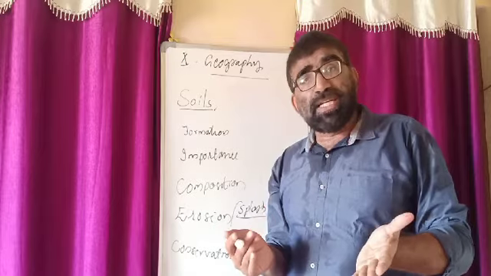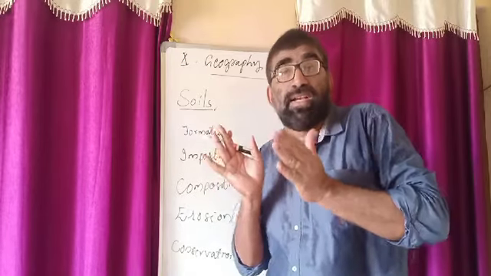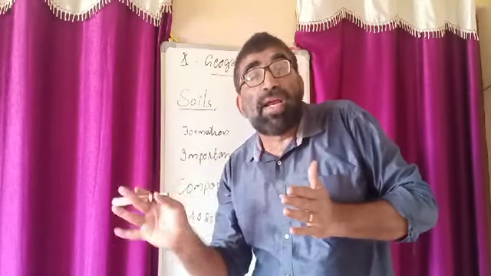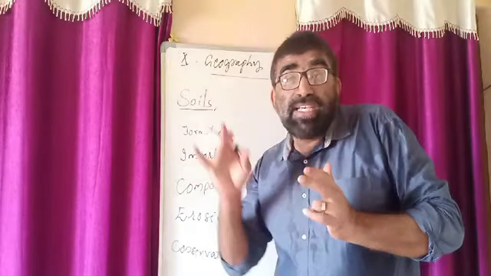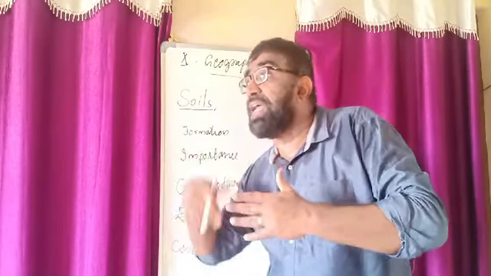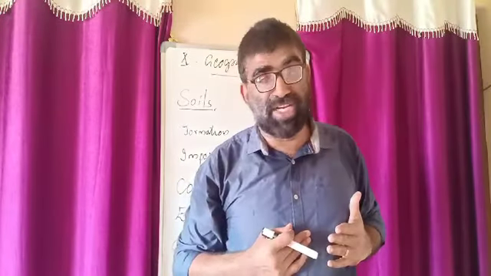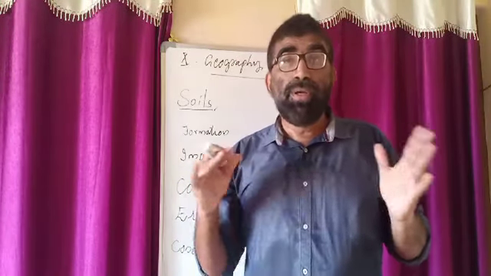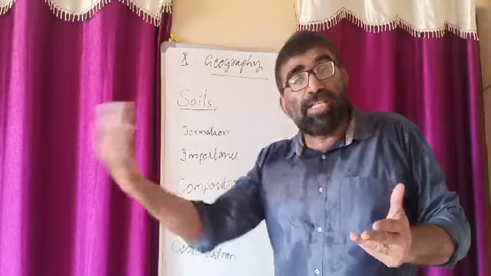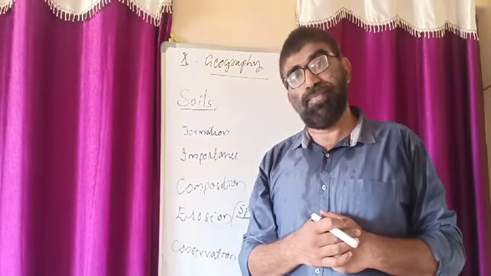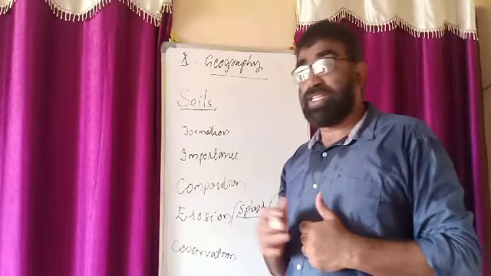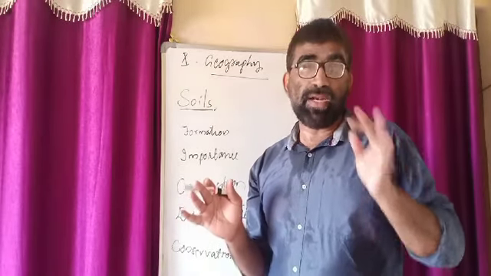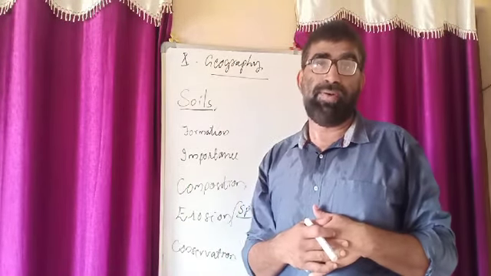Then another important method: shifting cultivation, the slash and burn method of agriculture, should be banned. Overgrazing should be checked and especially grazing ground should be provided for animals. So many methods, and watershed management can also be practiced. So these are some of the soil conservation methods that we can practice and we can reduce this soil erosion.